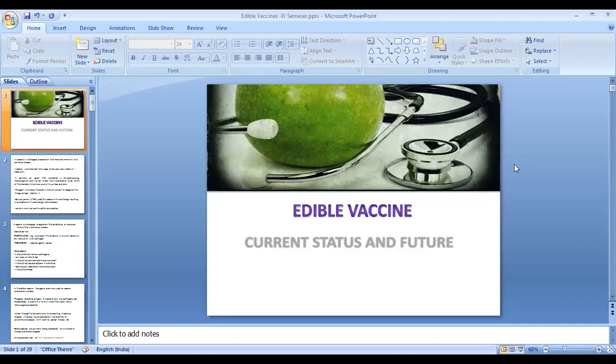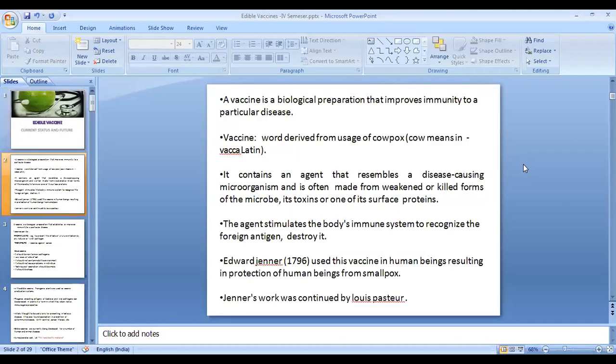In today's presentation, we are going to see about the edible vaccines. This is according to the syllabus of 4th semester B.Pharm. Before going into the edible vaccine, we should know what we mean by a vaccine. A vaccine is a biological preparation that improves immunity to a particular disease. We all very well know about the vaccine and the schedule of vaccine, what should be given to the children, and we have studied in detail.